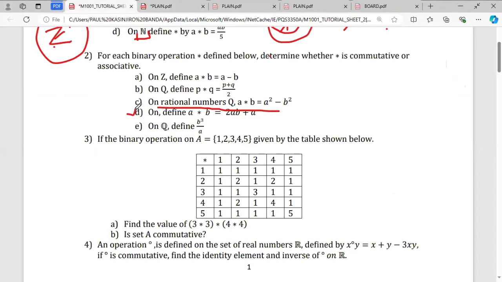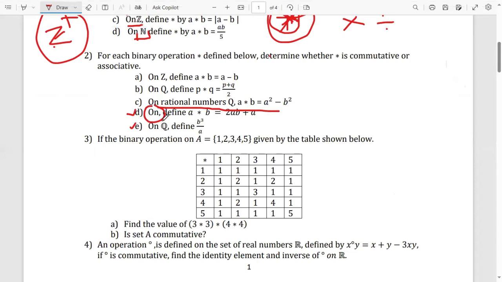All right, so I think I've done enough for you guys to get the idea. You can try out D, you can try E. On D here, they missed the set. That's supposed to give you the set, so you can try to ask for clarity there from your lecturers. Okay, let's go to number 3.